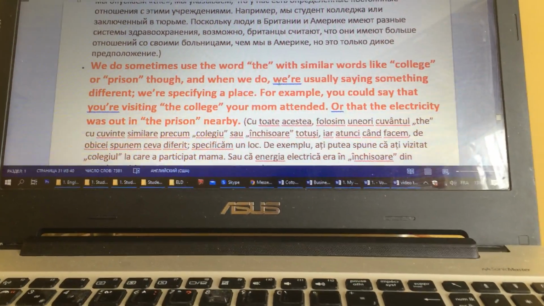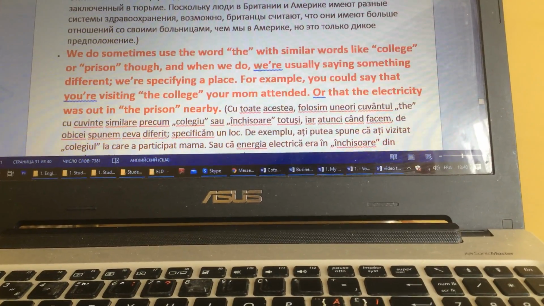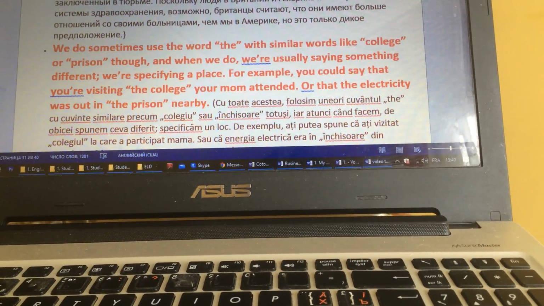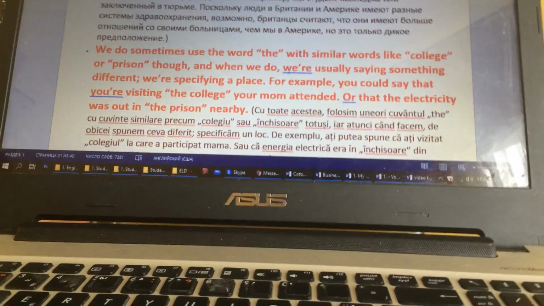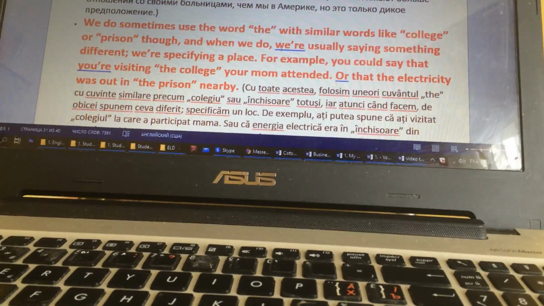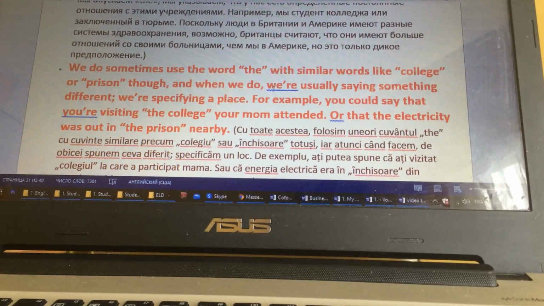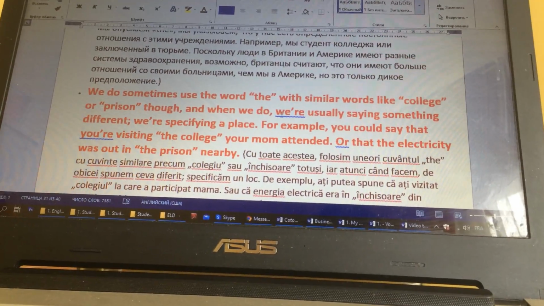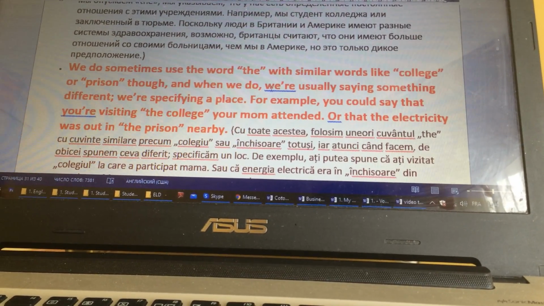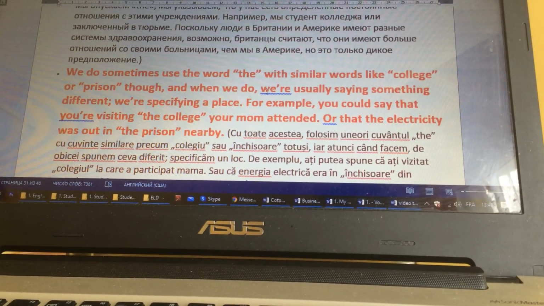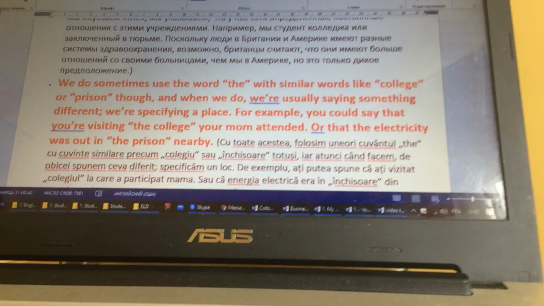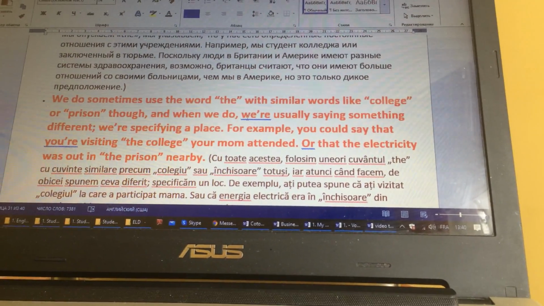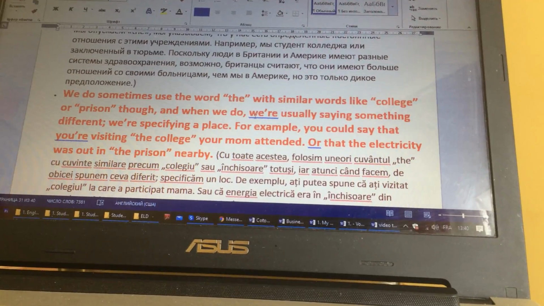We do sometimes use the word "the" with similar words like college or prison, though. And when we do, we're usually saying something different. We're specifying a place. For example, we could say that we're visiting the college your mom attended, or that the electricity was out in the prison nearby.